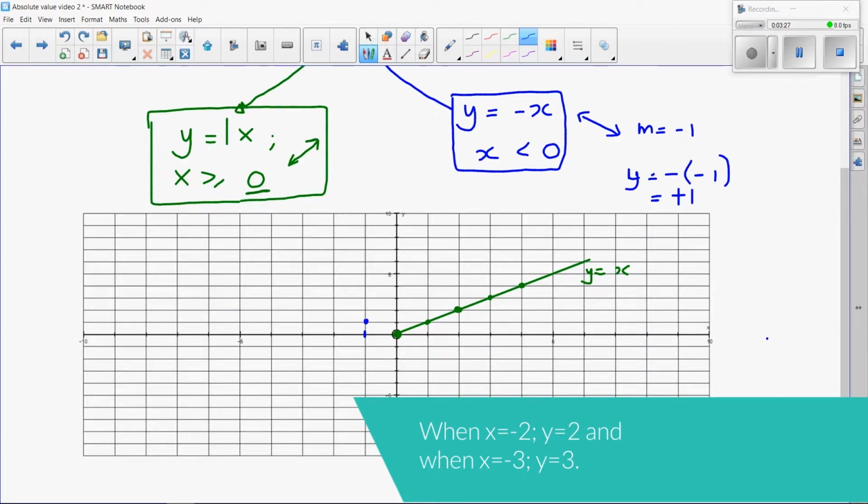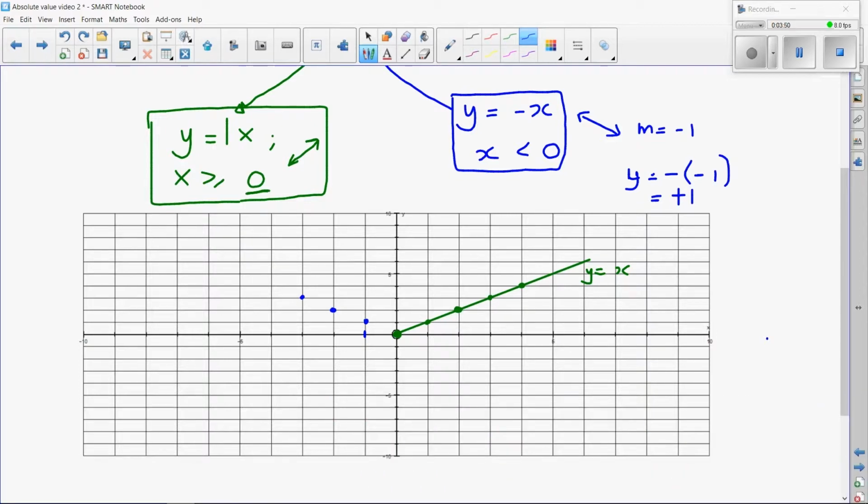Similarly, when x is negative 2, and I substitute it into the equation y equals minus x, I get y equals positive 2. I substitute x equals negative 3 into the equation y equals minus x, I get y equals positive 3. And the last, positive 4. And so I'm ready to draw the graph. You can see it's a straight line graph that has a negative gradient. So we sketch this graph.